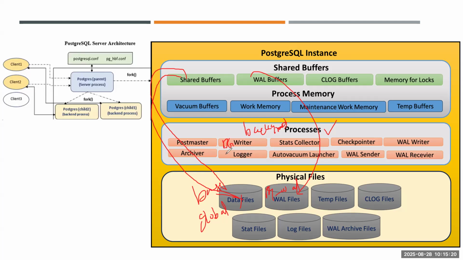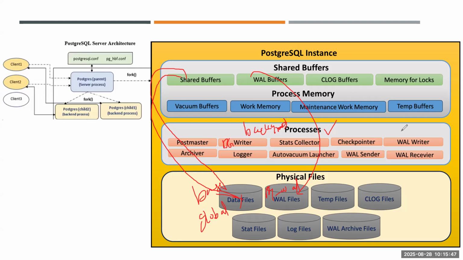The background writer is a separate process which is running in the background to write all the dirty information from shared buffer to data files. Is it clear, everyone? So who is writing the data from shared buffers to data files? Background writer. Okay?